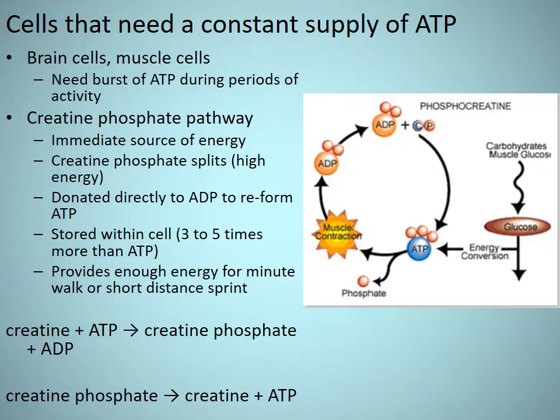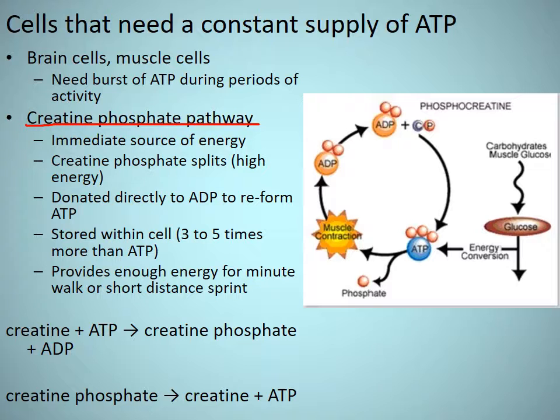Cells that need a constant supply of ATP, obviously our brains, right? Muscle cells, these 2 cells require ATP all the time. And essentially what happens here is these 2 cells will use ATP that is formed from a different process immediately when we need that immediate rush of ATP. And this is known as the creatine phosphate pathway.